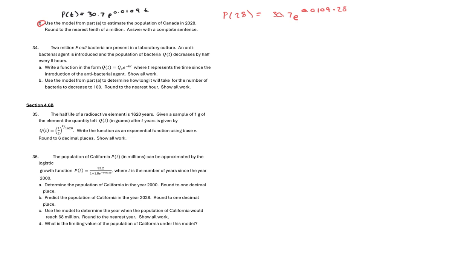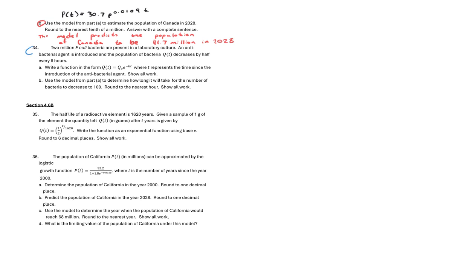So now we just have to type this into our calculator. Say 30.7 e to the 0.0109 times 28, and we get that P of 28 is equal to 41.69. And if we round to the nearest tenth of a million, that is going to be 41.7. So our answer is that our model predicts the population of Canada to be 41.7 million in 2028.